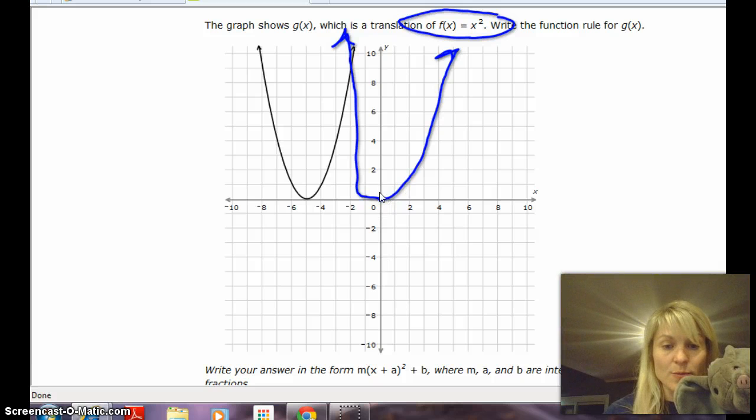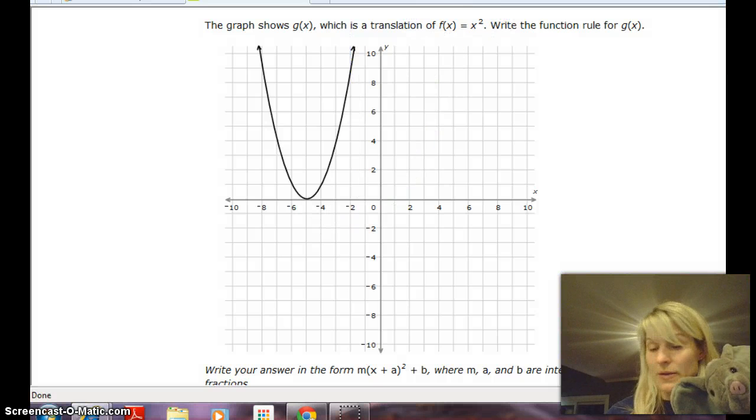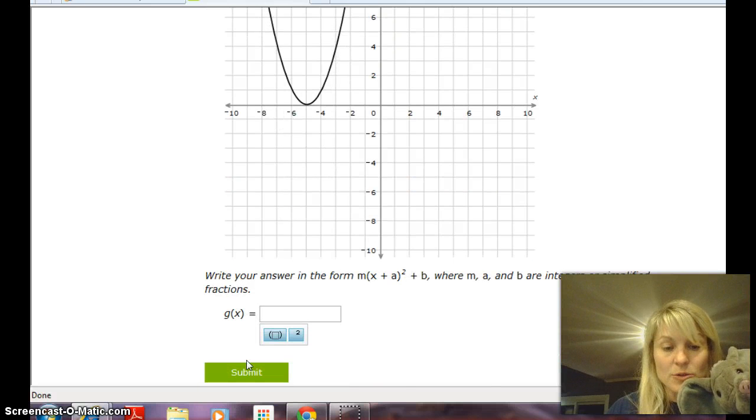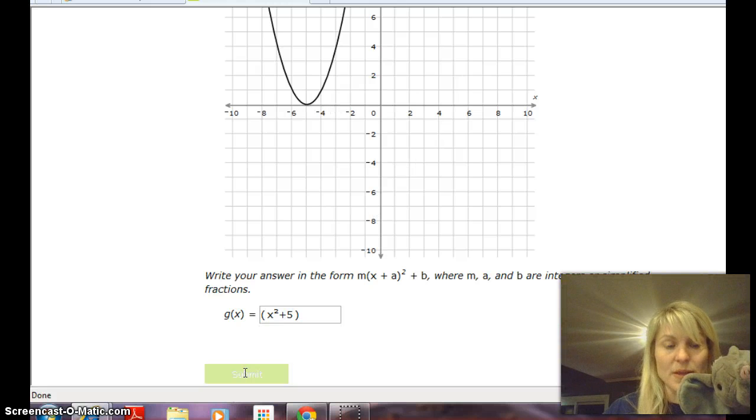So then we can see that we translated it from here to here, -5 units, but remember we write +5 in our equation. And when it's a horizontal, we have to put that in parentheses, just like we did with the exponentials today. So all I have to do is come down here, and I'm going to do parentheses this time because it's a horizontal, x squared, and I went left 5, so I do +5. Okay? If it went 5 this way, I do -5. So it's kind of the opposite of the direction it's going horizontally.